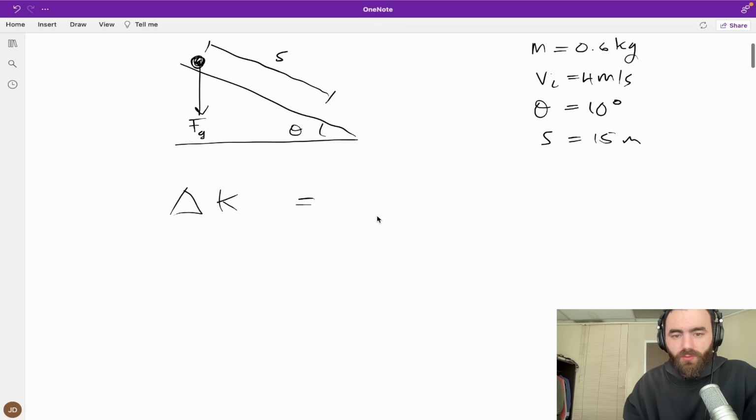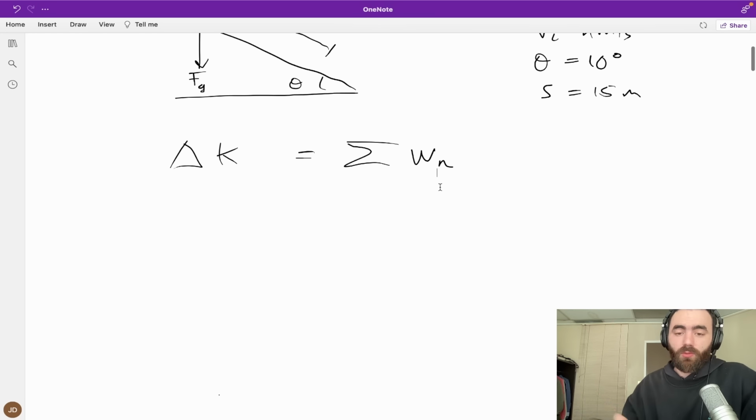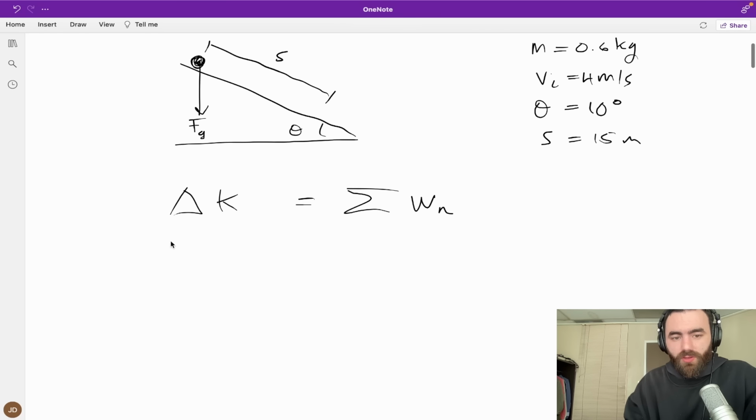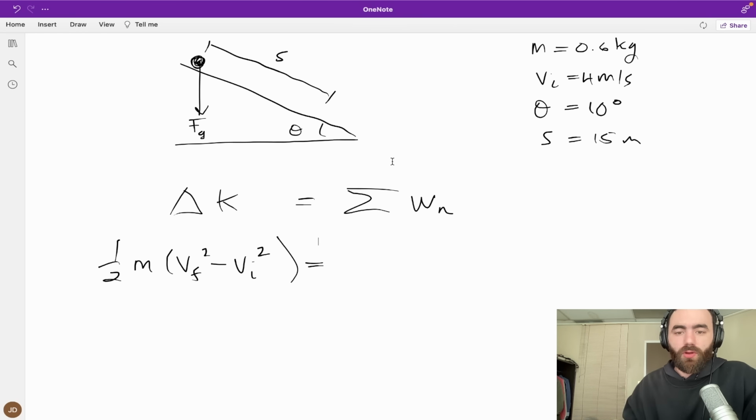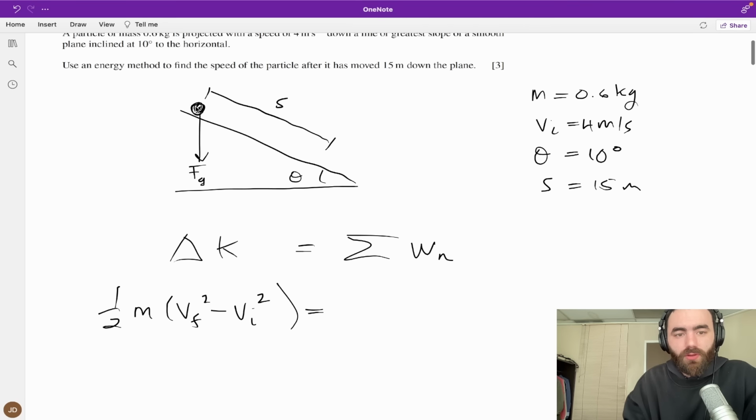Change in K equals the sum of the work done by the forces acting on the object, or the net work done. Okay, so our change in kinetic energy is just half m (vf squared minus vi squared) equals, well, okay, so what is the work done by the forces on the object? What forces are acting on this object?